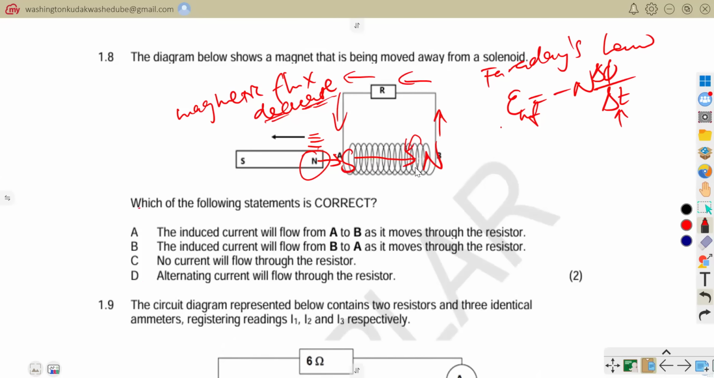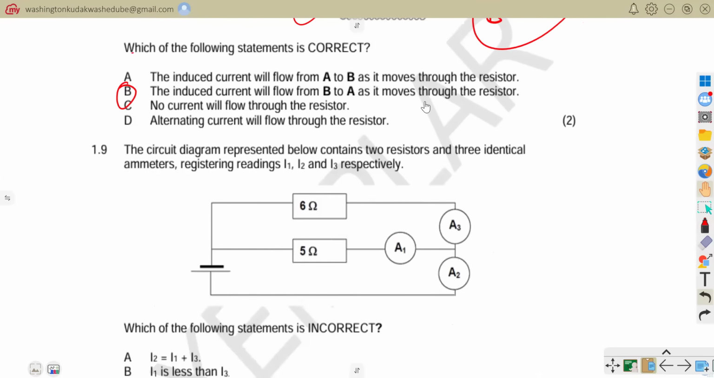When it flows in an anti-clockwise direction, it means that it will flow from B to A across this resistor. So that is the answer that we are looking for. So we are saying that the induced current will flow from B to A as it moves through the resistor. So the answer there was going to be B.